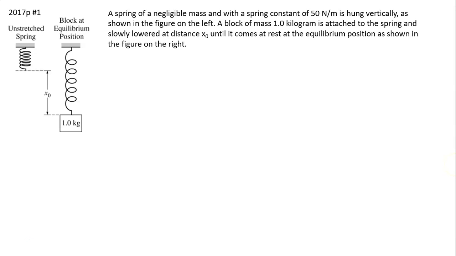This is AP Physics Mechanics C. Today I want to talk about an object hanging on the spring. A spring of negligible mass and with a spring constant 50 Newton per meter is hung vertically, as shown in the figure on the left. A block of mass 1 kilogram is attached to the spring and slowly lowered a distance x0 until it comes to rest at equilibrium position as shown in the figure on the right.